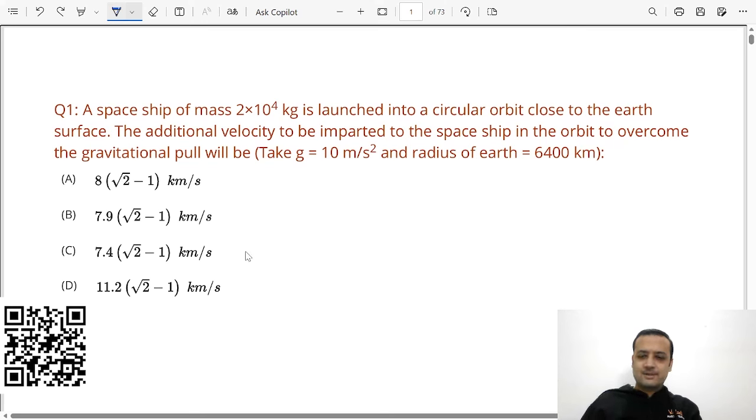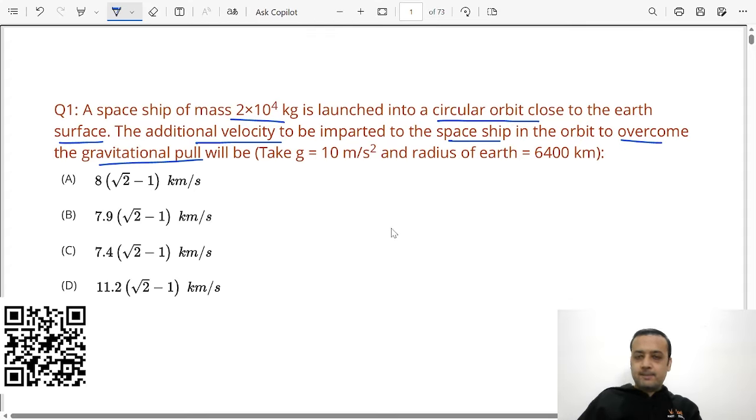Hello, all of you. So let us look into the solution of this question. Here is a spaceship of mass 2 × 10^4 kg, which is launched into a circular orbit close to the surface of the Earth. The additional velocity that has to be imparted to the spaceship so that it can overcome the gravitational pull.